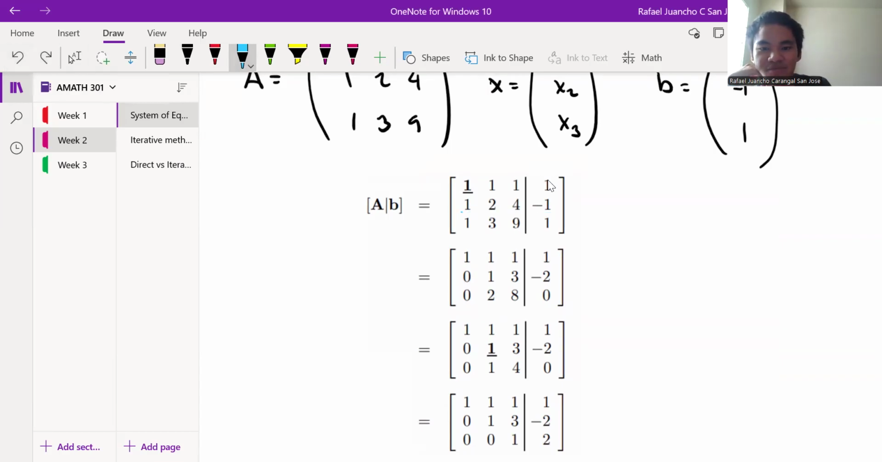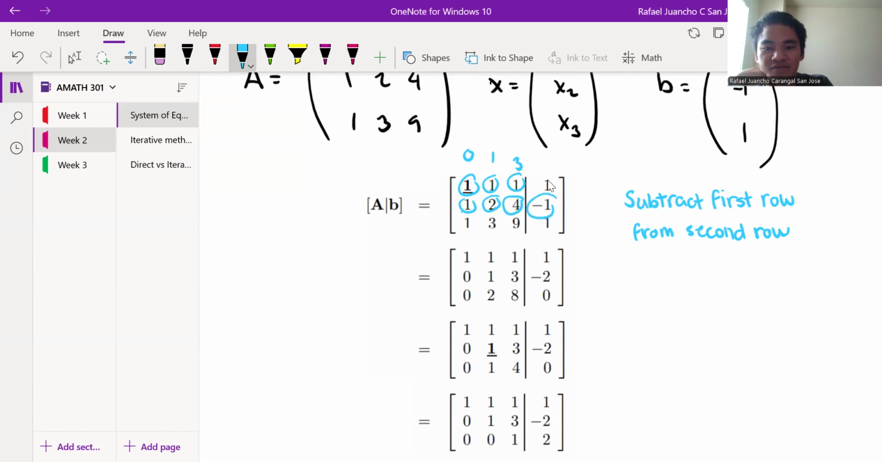So let me just label the steps that happened actually. So subtract the first row from the second row. That's what happened here. So I subtracted 1 minus 1, and I get a 0. I subtracted 2 and 1, I get 1. I subtracted 4 and 1, I get 3. Subtracted -1 minus 1, -2. And these are switched here in the second row, right? So that's what happened.